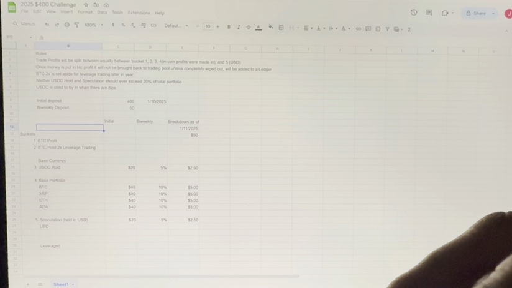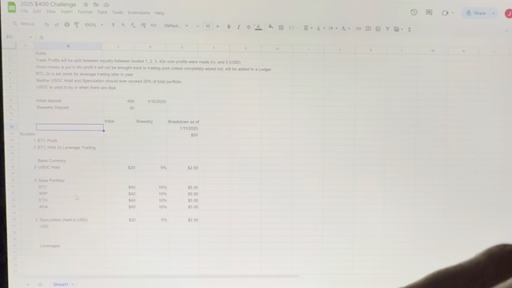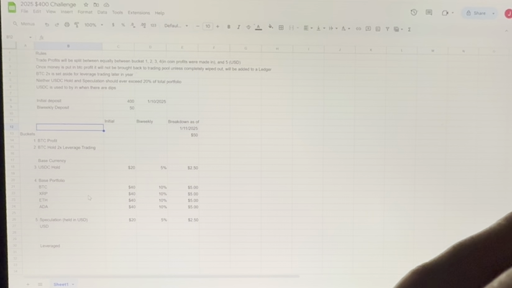Number 4 is the base portfolio. The base portfolio currently is going to be these 4 coins, and it will be split into the coin that made profit. So XRP made profit. We're going to put, it looks like 20% of the profit back into the XRP bucket, and the other 80% will go into these other buckets. And then the final is into USD for speculative trades. Currently, we don't have any speculative trades.